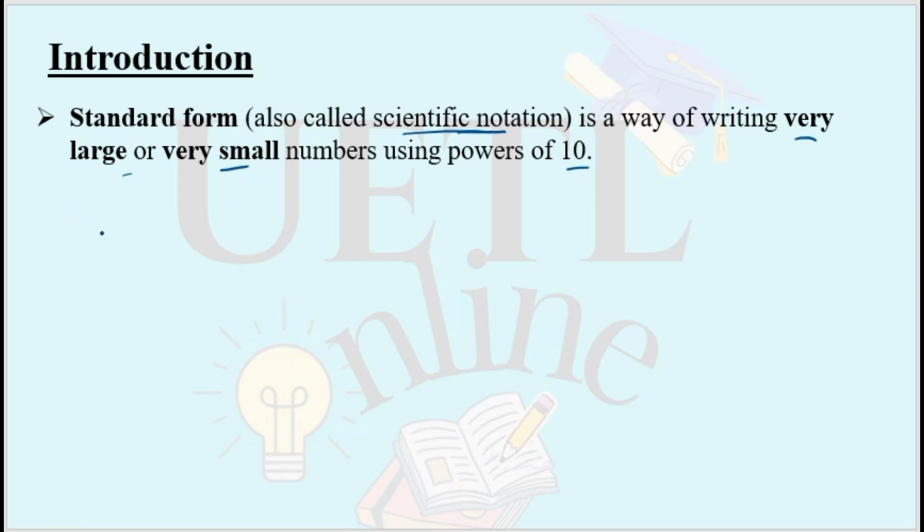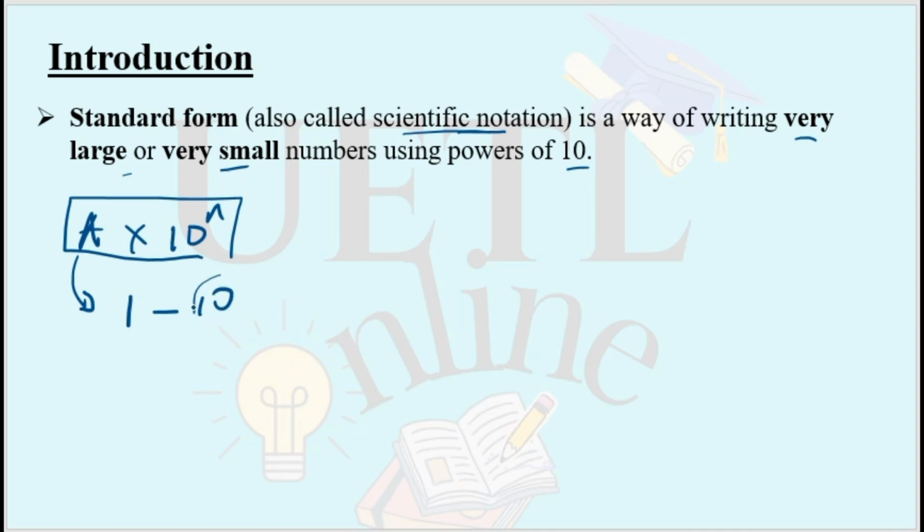So you are writing a large number in this form: a times 10 to the power n. This is the way of writing standard form. Let me explain more. This number a has to be between 1 and 10. The 10 is not included, but 1 is included. It can be 1 or any number less than 10.